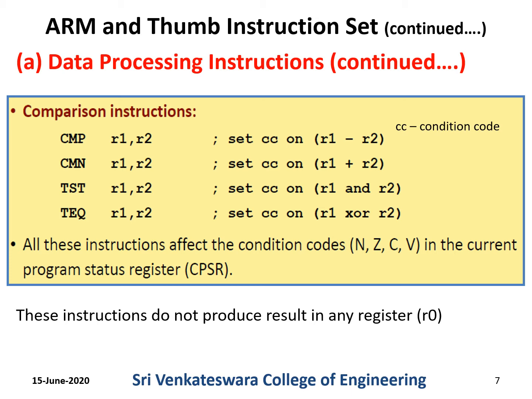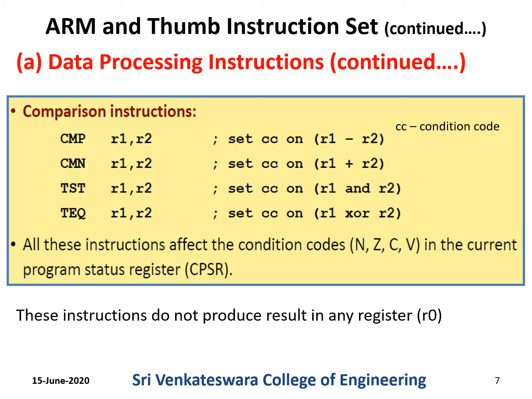Next, the test instruction, TST R1, R2. Here R1 and R2 are logically ANDed. A bitwise AND operation is performed, and the result is reflected in the condition code flags. So none of the contents of the registers are modified. For all these 4 instructions, the condition code flags are reflecting the result, but the register contents all remain the same.